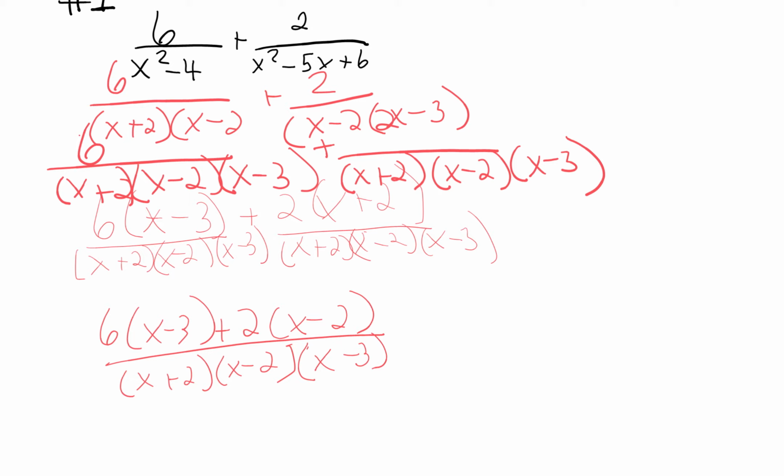For step 5, simplify the numerator by distributing and combining like terms. For step 6, you're going to factor the numerator if you can, and that will be your answer.